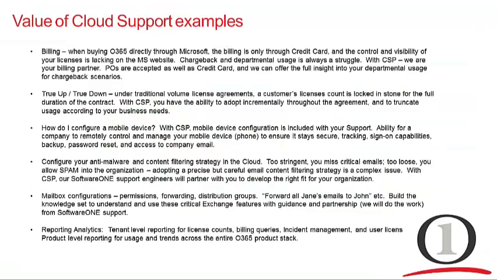A couple of examples I wanted to include of the value of the cloud support and CSP program as a whole. I'm not going to read everything. Everybody can read this, but a couple of things are massive for organizations around the billing. Under different models, sometimes you'll just get one bill: here's your organization's 365 spend, one bill. But if you have a chargeback model, how do you know whose piece of the pie this bill is?